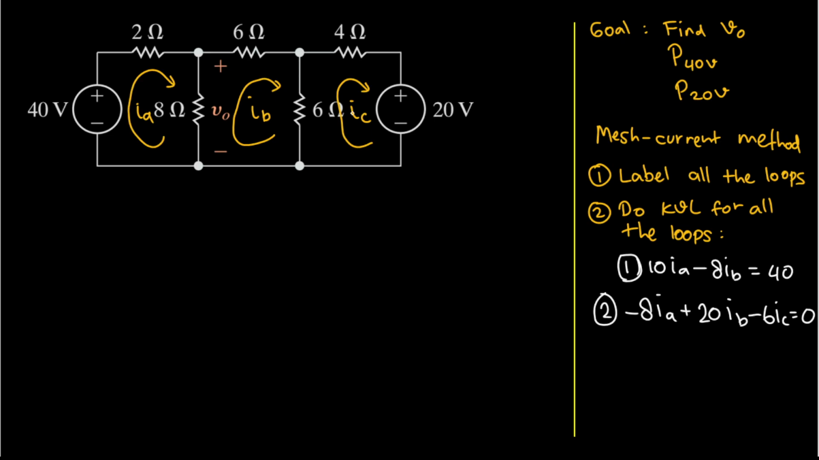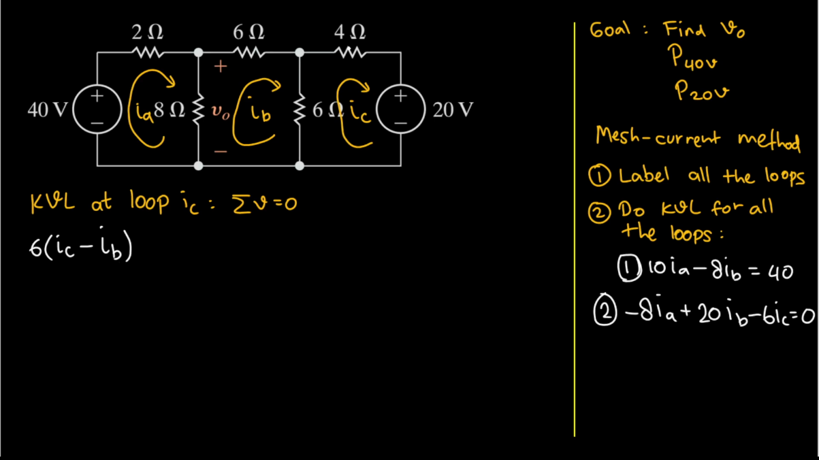Now let's do another KVL here, but this time at loop IC. KVL says that the sum of the voltages in a loop will equal 0. Let's start from this 6 ohm resistor here. So I will have 6 here, multiplied by IC because we are currently working on IC. And then here, IB is going in the opposite direction of IC. IC going up, IB is going down. So I'll have minus IB here.